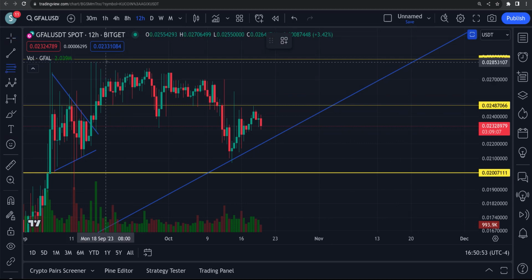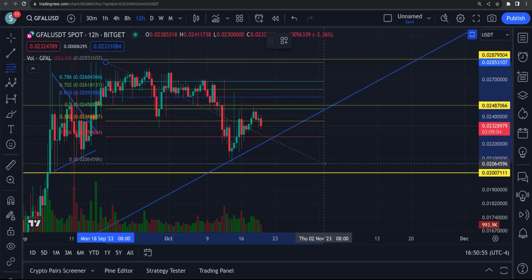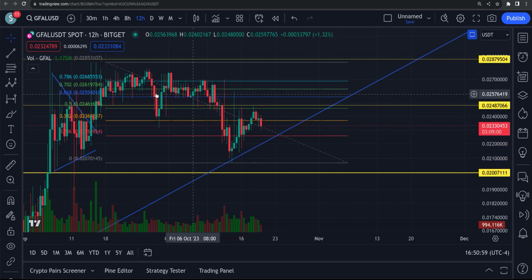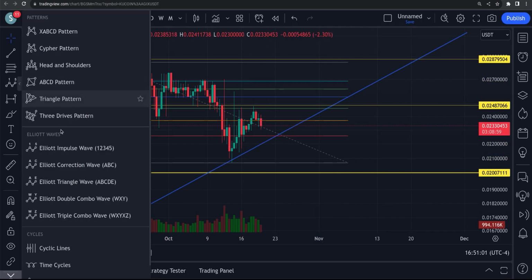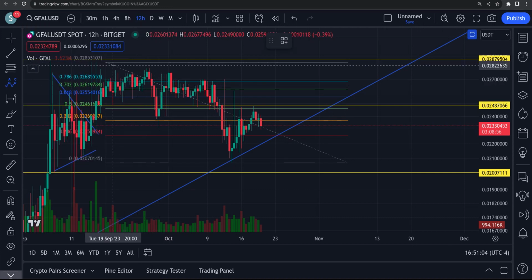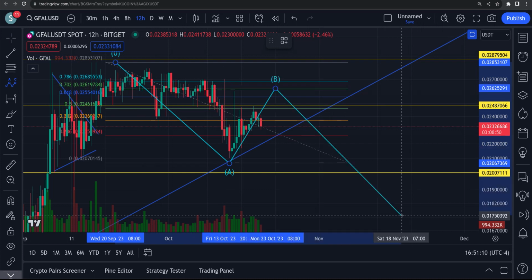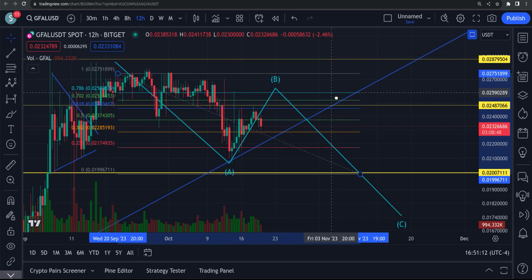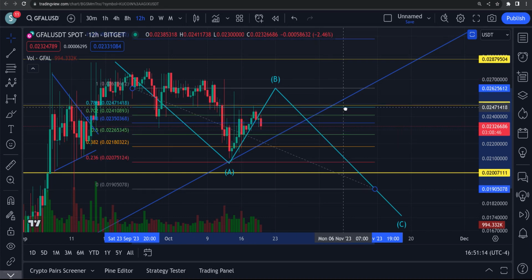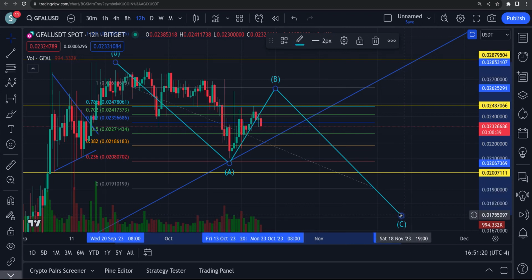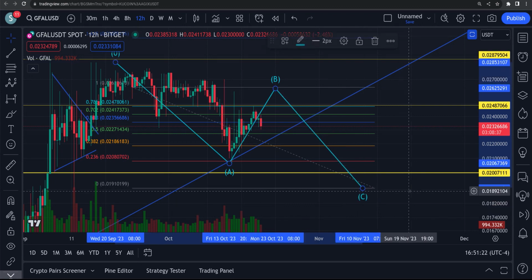Let's get a top point on here and pull this over. An ABC would be a bounce. Let me give you an idea. If you're not familiar with that, this would be your A leg. Your B leg would come up to a 702, and then your C leg down. If this thing did an ABC, you would be looking at a correction to 0.019 right down here. That would be the measured move for that thing.